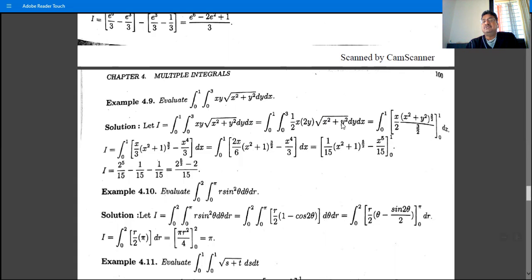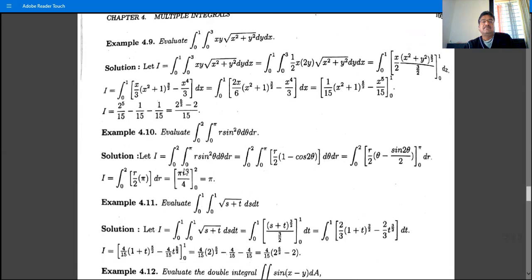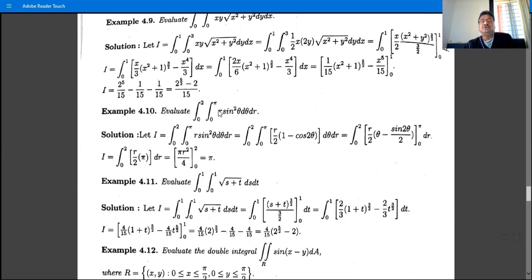X square's derivative is 0, so 2y dy is dt, and y dy is 1 half dt. So write that 1 half. As an adjustment, multiply by 2 and divide by 2, and then substitute and find the integration. We have this answer from 0 to 1, the value at the upper limit minus the value at the lower limit, and then integration with respect to x. This answer is this.